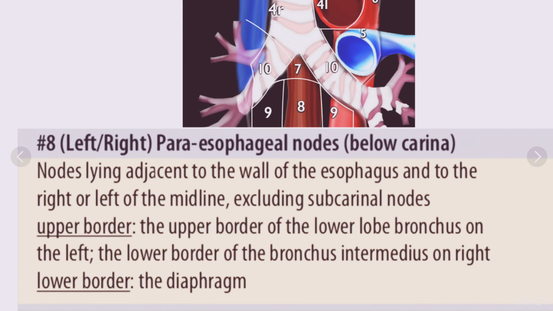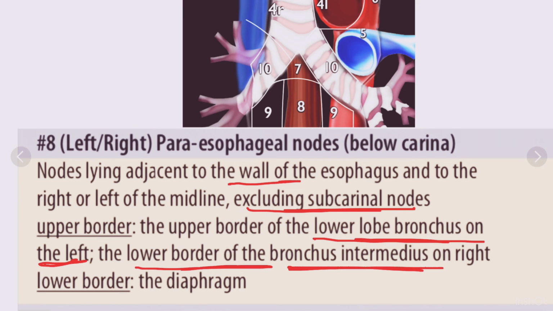Then come para-esophageal nodes, which are below the carina. So nodes lying adjacent to the wall of the esophagus and to the right or left of the midline, excluding the subcarinal lymph nodes, are known as para-esophageal nodes. The upper border is made up by the upper border of the lower lobe bronchus on the left and the lower border of bronchus intermedius on the right, which were the lower border of those subcarinal lymph nodes. And this makes the upper border of para-esophageal nodes, and the lower border is made up by the diaphragm.